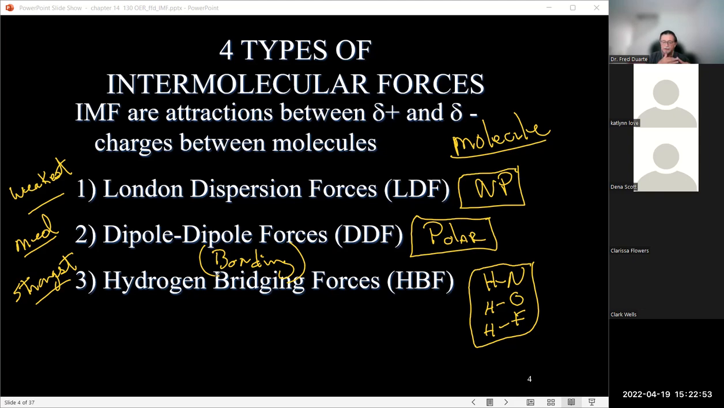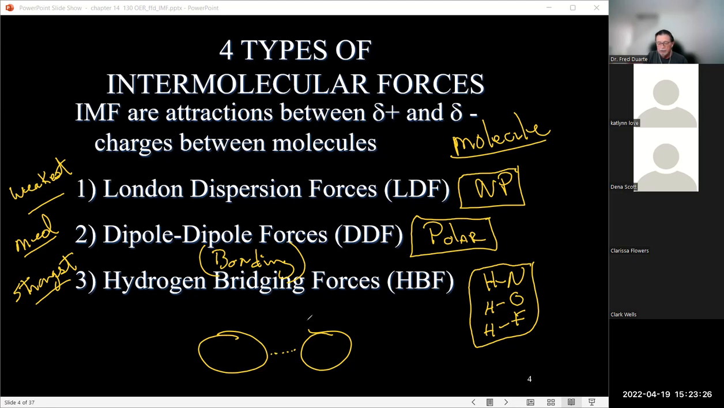Okay, hydrogen bridging force is much like a dipole. It really is a dipole, but because of the nature of the beast, it only pertains to hydrogen bonded to either nitrogen, oxygen, or fluoride. And that is the strongest force of those three, okay? Now, keep in mind, think about this. Let's say this dotted line represents the interaction between two molecules interacting with each other in the liquid, okay?